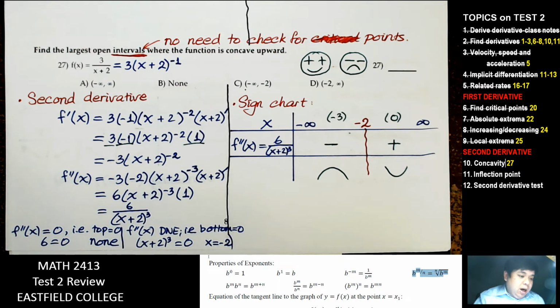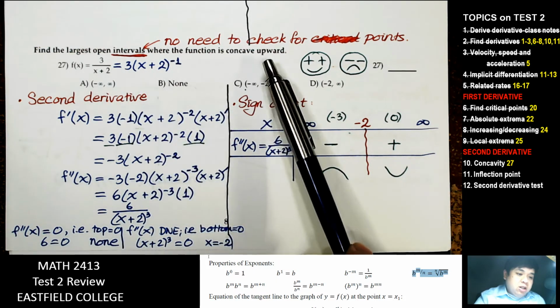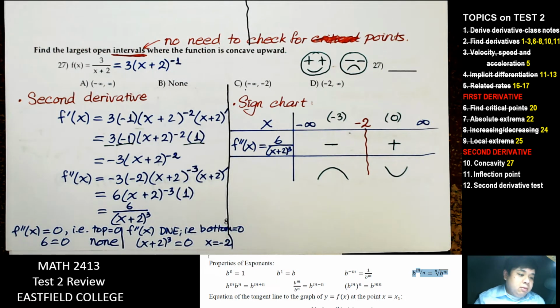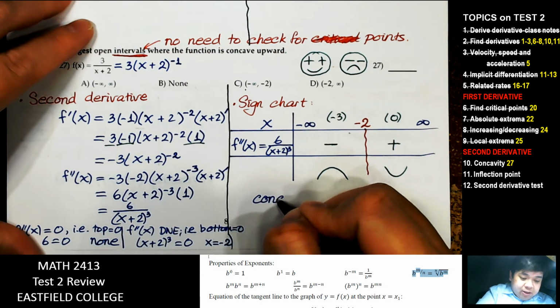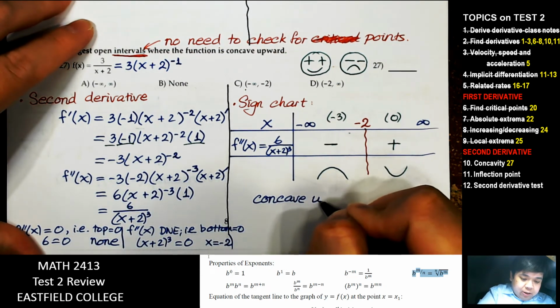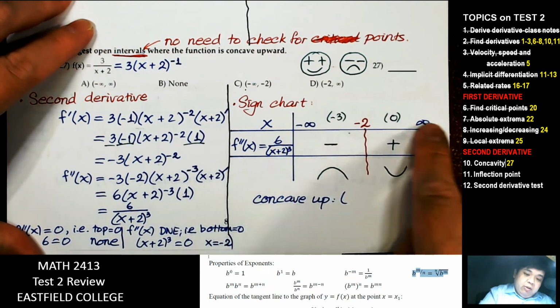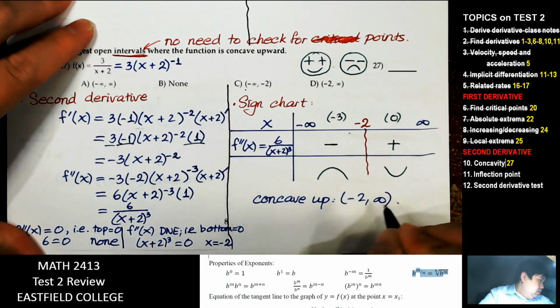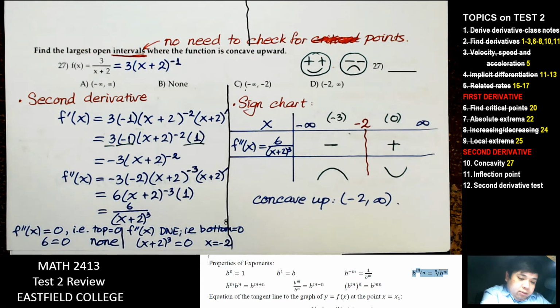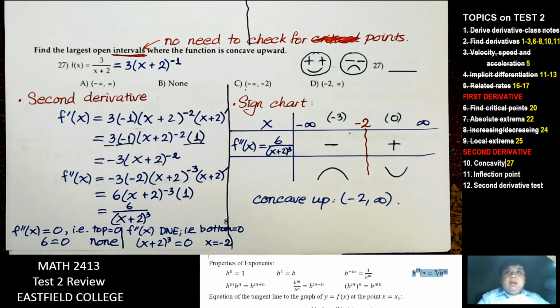Right. The question asks us where the function is concave up or where the function is concave down, depending on the question. But if it only asks for concave up, we'll give the interval where it is positive.